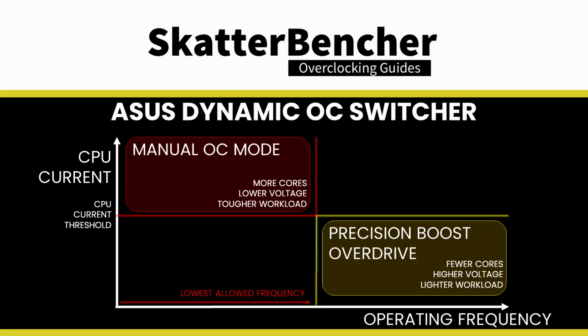DOS requires very little additional configuration work. We only need to know two extra things. One, what is the lowest frequency we want to allow? And two, at which point do we want DOS to switch between PBO and OC mode? Sadly, we cannot simply configure a minimum frequency and have the system switch based on that. Instead, we need to use a proxy metric, a specific current or temperature threshold.